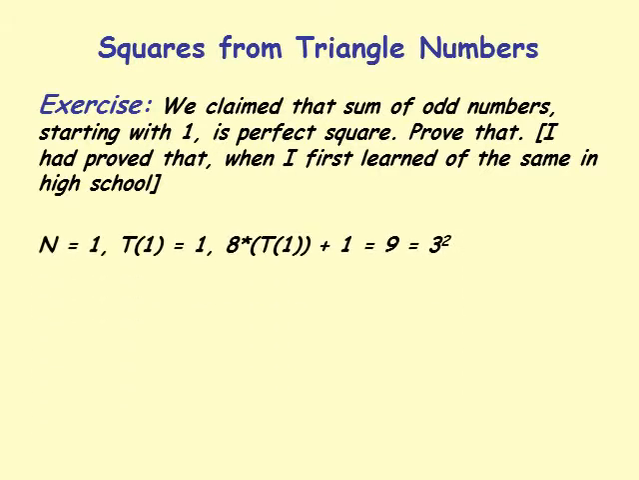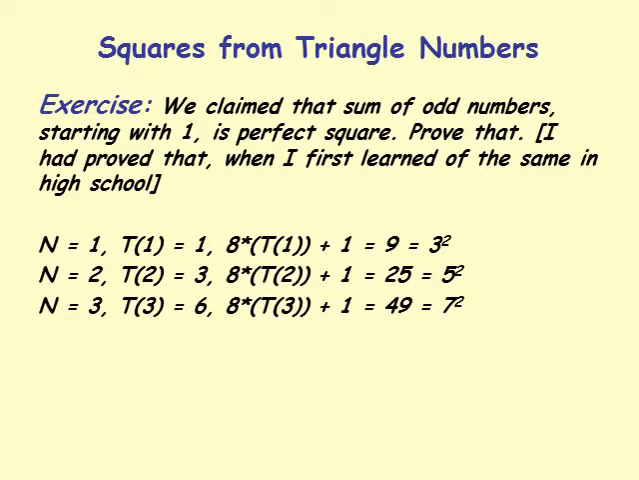Okay, let's continue here. So n is equal to 1. Then triangle number 1 is 1, and when I multiply that by 8 and add 1, I got 9, which is the square of 3. Okay? So triangle number 2, so t of 2, which is 3, and when I multiply that by 8 and add 1, I got 25. That's it. I got 5 squared. Okay? So when n equals 3, I got triangle of 3 is 6. Multiply that by 8 and add 1, I got 49. So what I'm getting here is squares of odd numbers. Okay, we said 2n plus 1 squared.